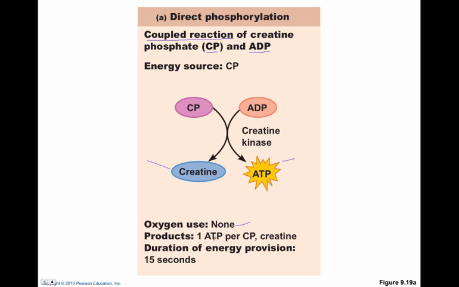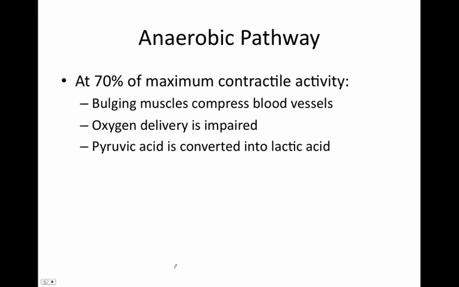We're going to produce 1 ATP per creatine phosphate, and we're also going to create creatine. And the duration of this energy provision is about 15 seconds of energy. So you can imagine how much this has to happen to maintain a muscle contraction or workout for any amount of time. In the anaerobic pathway then, at 70% of maximum contractile activity, what happens is the muscles start to bulge and compress blood vessels. What that does is impair oxygen delivery.